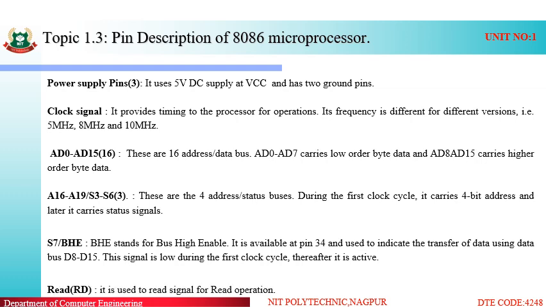Next one is read bar, RD bar. Now what does RD bar depict? That it is an active low signal. RD bar is an active low signal. So when will it be activated? When the 0 pulse is provided, it will be activated. So what does the RD bar signal do? It performs the read operation. It reads from the memory or input output port.